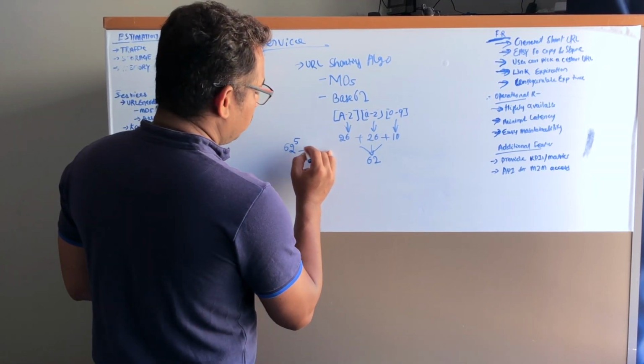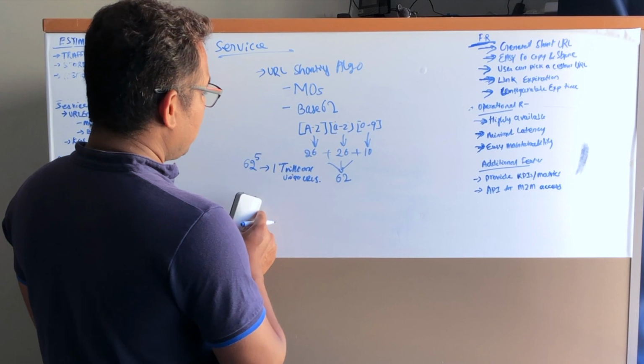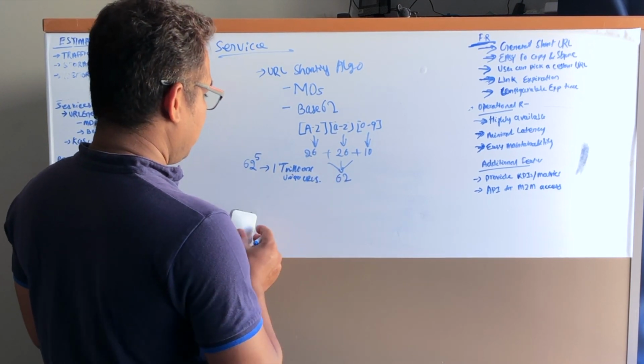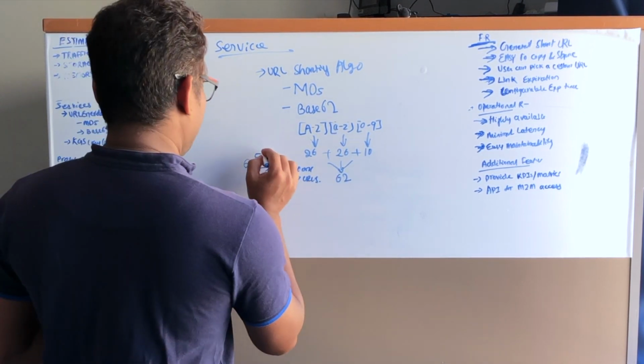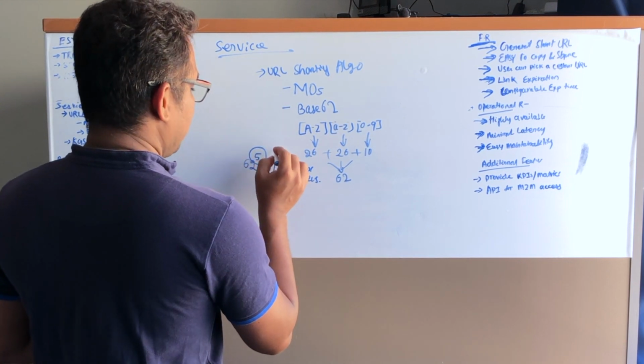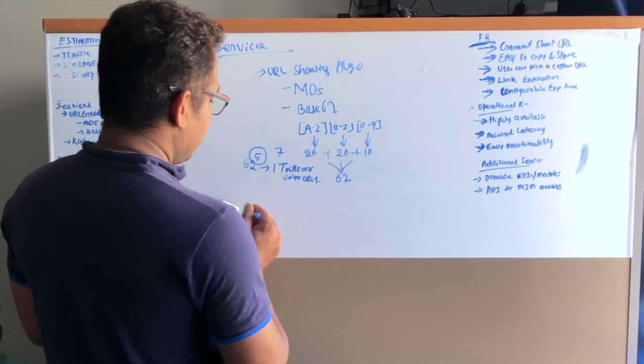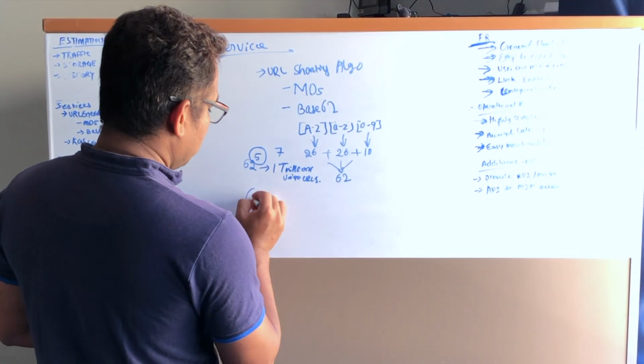So how many URLs might you get? If we increase it a little bit and make the length 7 instead of 5, then it will be somewhere around 62.